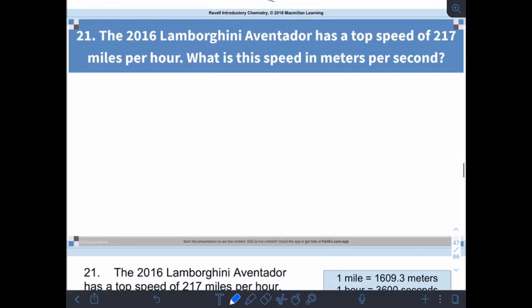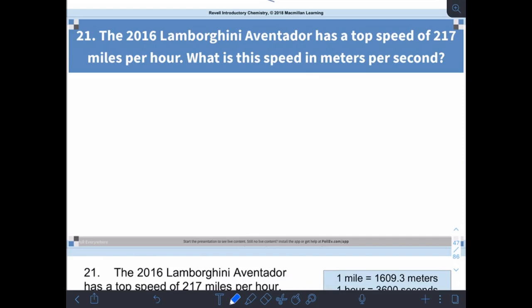All right, 21 is a bit of a challenge question. A 2016 Lamborghini Aventador has a top speed of 217 miles per hour. Boy, would I like to drive that car. What is the speed in meters per second? Okay, so we need some conversion factors going on here. And in this case, we're going to use more than one.